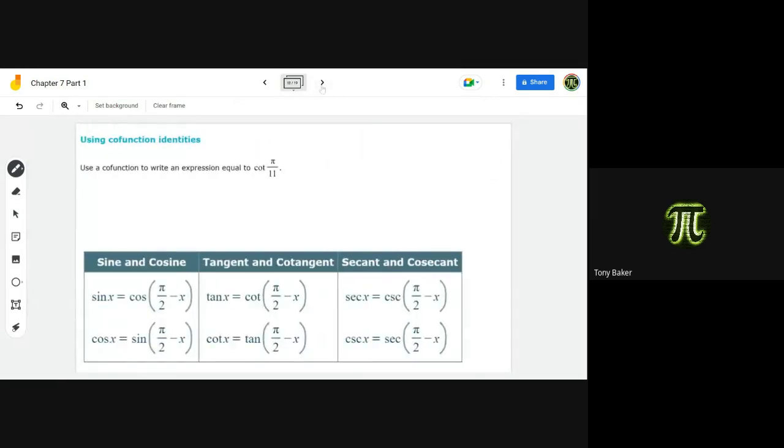All right, so the first topic that seems to come up is the confused co-function identities. Remember the concept that sine and cosine are shifted by 90 degrees or pi over 2? So the co-function identities are ones that are literally shifted by pi over 2 or 90 degrees. So if it gives it to you in degrees, you're just going to make 90s instead of pi over 2s. All this is matching them up. So this one's cotangent. So I'm going to change it to tangent by subtracting pi over 2. So it's tangent of pi over 2 minus pi over 11.